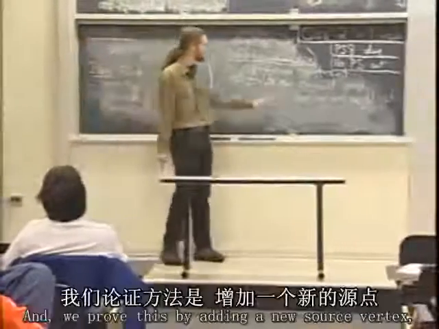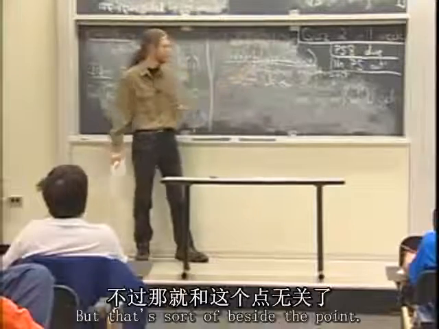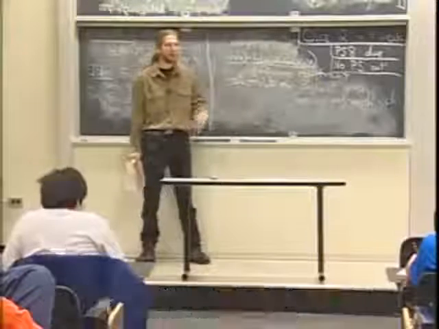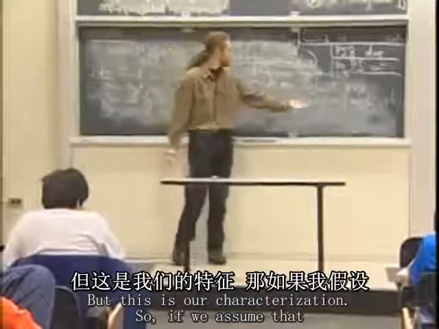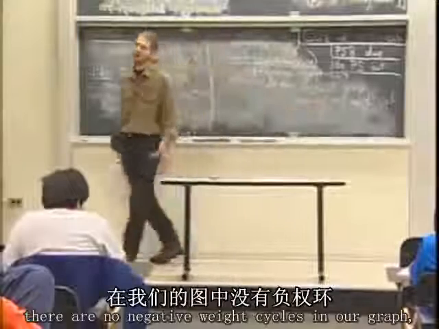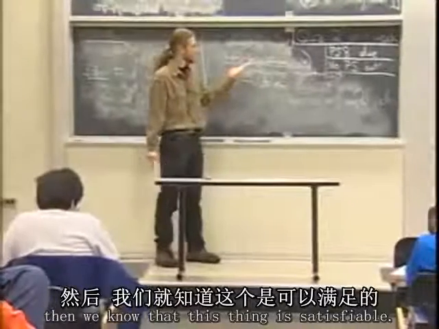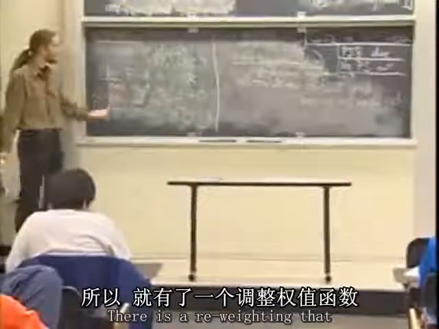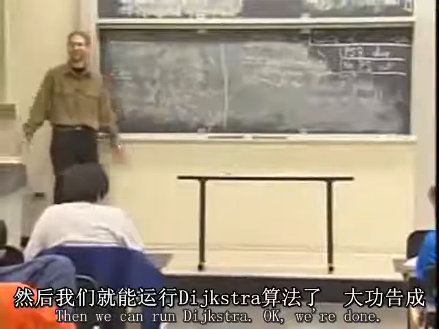Good. And we prove this by adding a new source vertex and connecting that to everyone. But that's sort of beside the point. That was in order to actually satisfy them. But this is our characterization. So, if we assume that there are no negative weight cycles in our graph, which we've been doing all the time, then we know that this thing is satisfiable. Therefore, there is an assignment of these h's. There's a reweighting that makes all the weights non-negative. Then we can run Dijkstra. We're done. Isn't that cool?